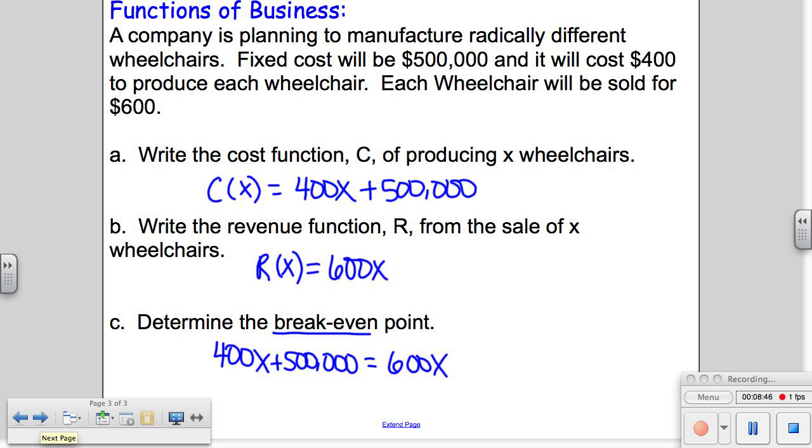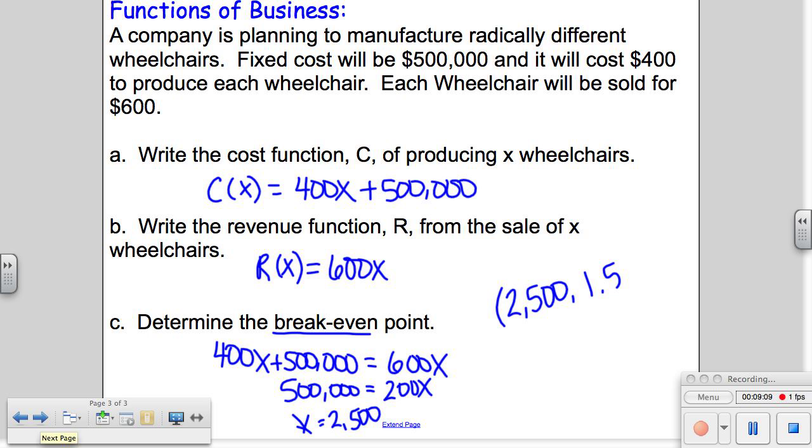I'm going to subtract 200 from both sides. Or I'm sorry, subtract 400 from both sides. And divide. And we get 2,500. Now, if I plug this back in, I'm going to get 1,500,000.